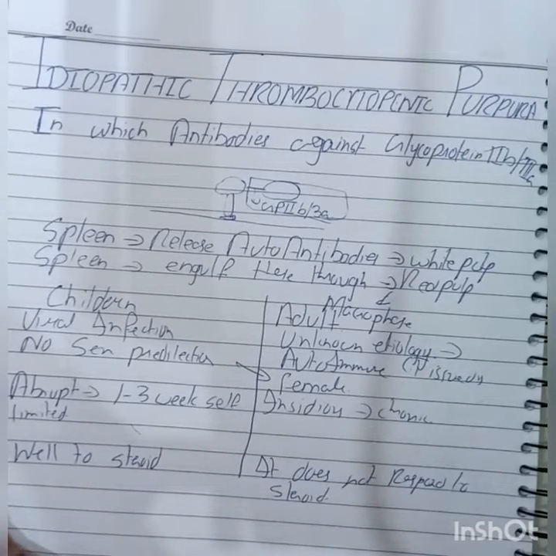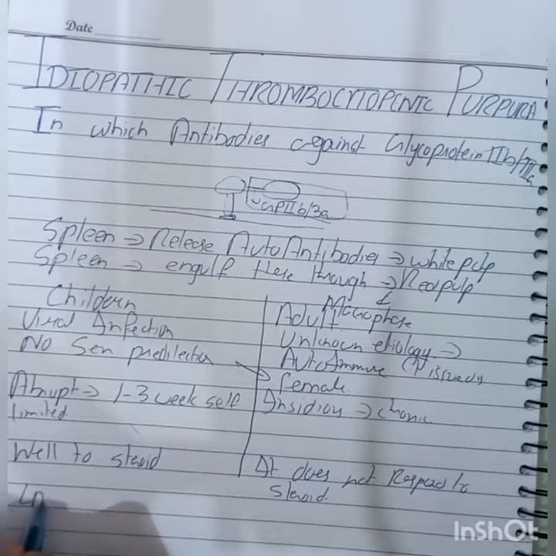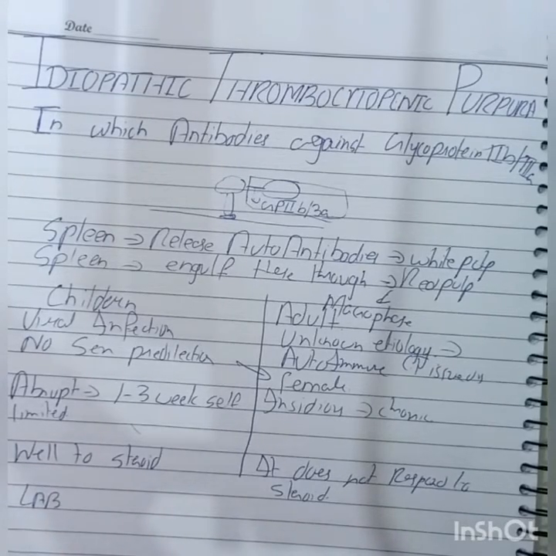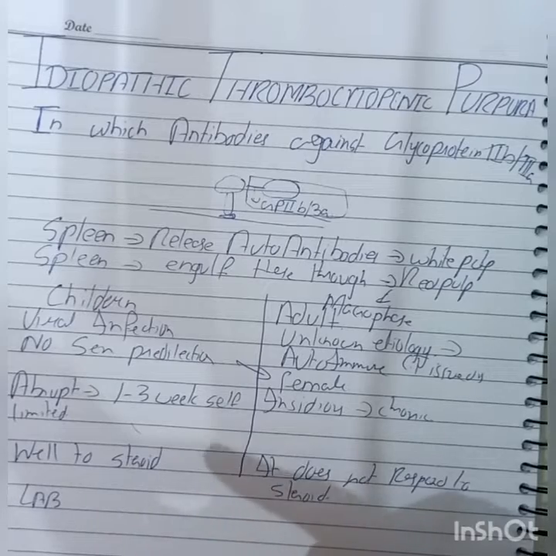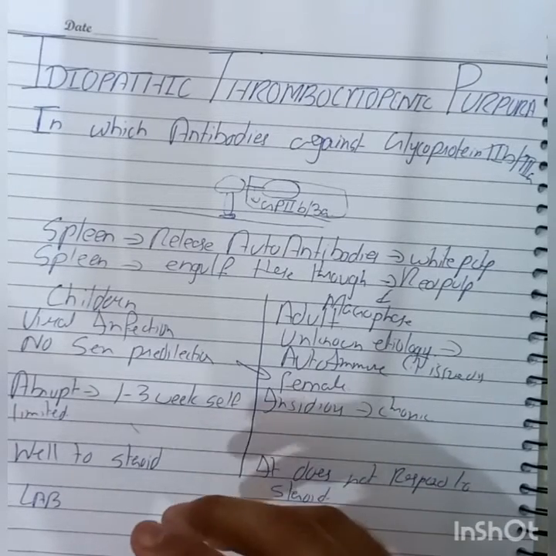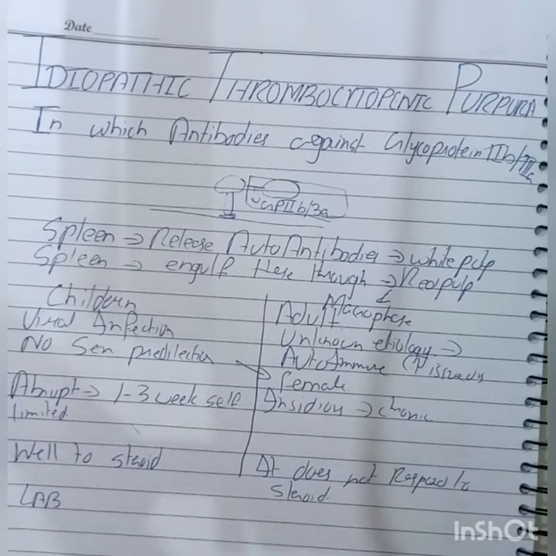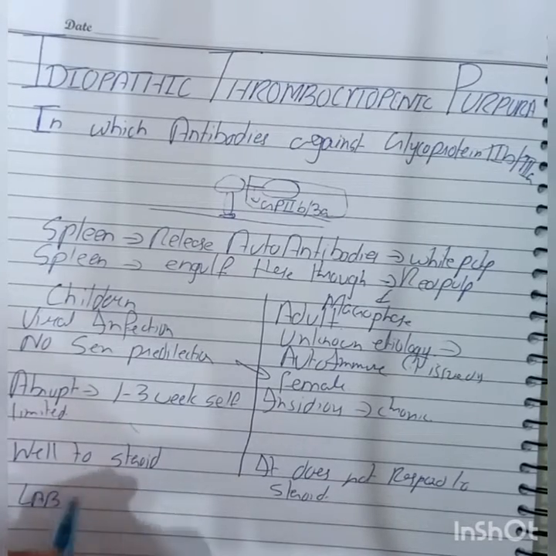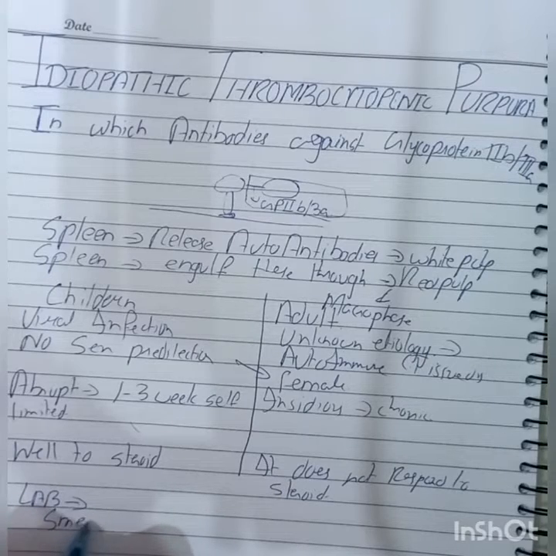After that, when we suspect idiopathic thrombocytopenic purpura, we will do the labs. One more very important thing to know is the clinical features, signs and symptoms of idiopathic thrombocytopenic purpura. But first of all we will do the labs. In labs there is a smear having microsporocytes.